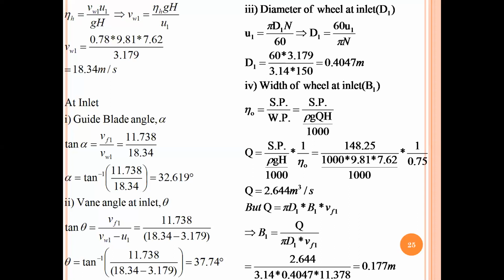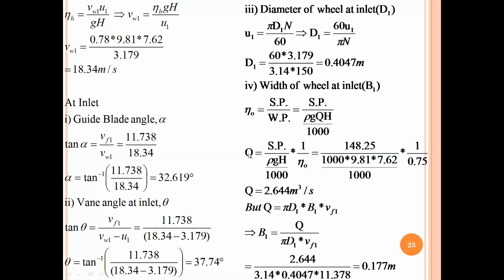Now next, to calculate the width of the wheel at inlet, we'll be calculating the discharge, and we know for your Francis turbine, there's a formula for discharge, that is pi D1 B1 VF1. First, the overall efficiency is given. Your overall efficiency is shaft power by water power. Water power, its a standard formula is rho GQH by 1000. Shaft power is already given. So with knowing all these details, we can find the unknown Q.